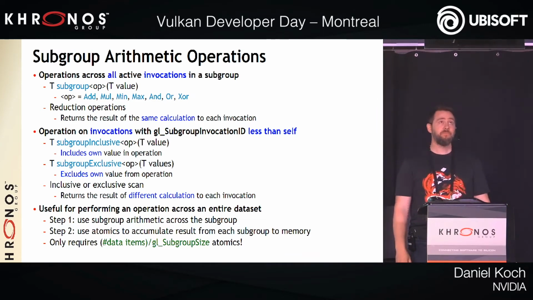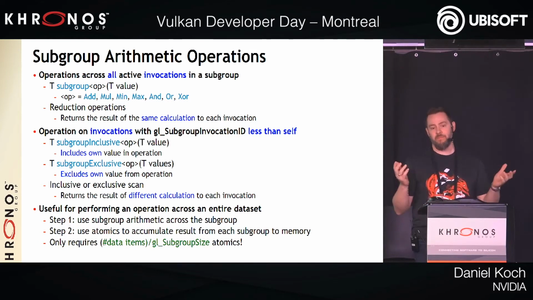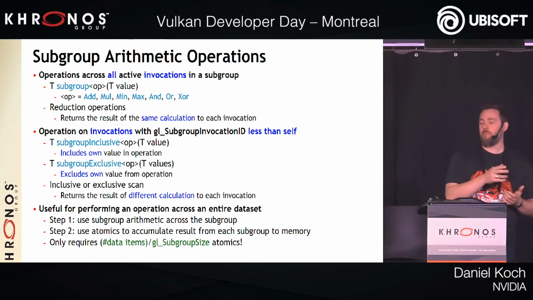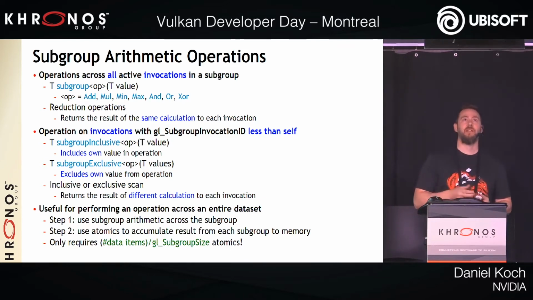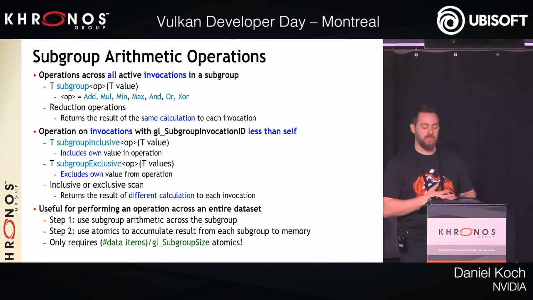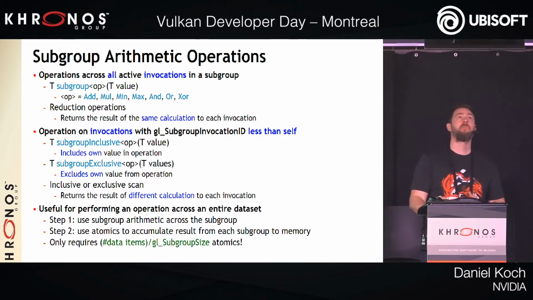For example, if you need to do some sort of arithmetic operation across thousands or millions of items, you set up your compute shader so your local work size is all the items, and then you can do one subgroup at a time. You can do the operation across the subgroup, and then use an atomic to accumulate the result into shared memory or something like that. If you didn't have subgroups, you'd basically have to do an atomic operation for each item. So you're reducing the number of atomics you need by the subgroup size. So there's potential for a massive speedup there.